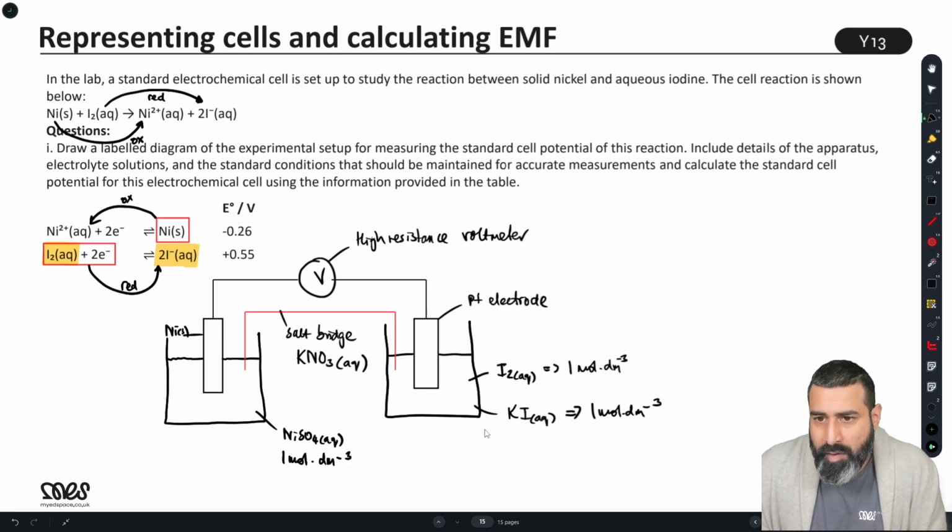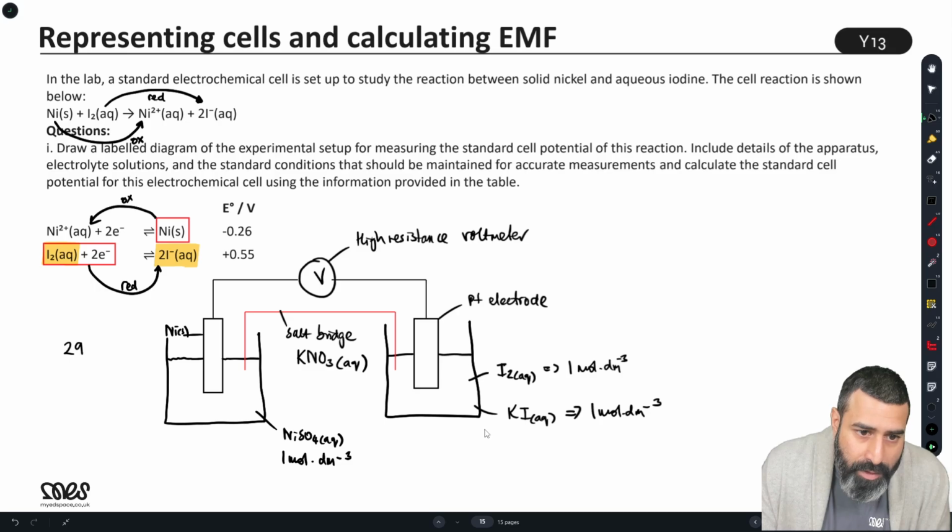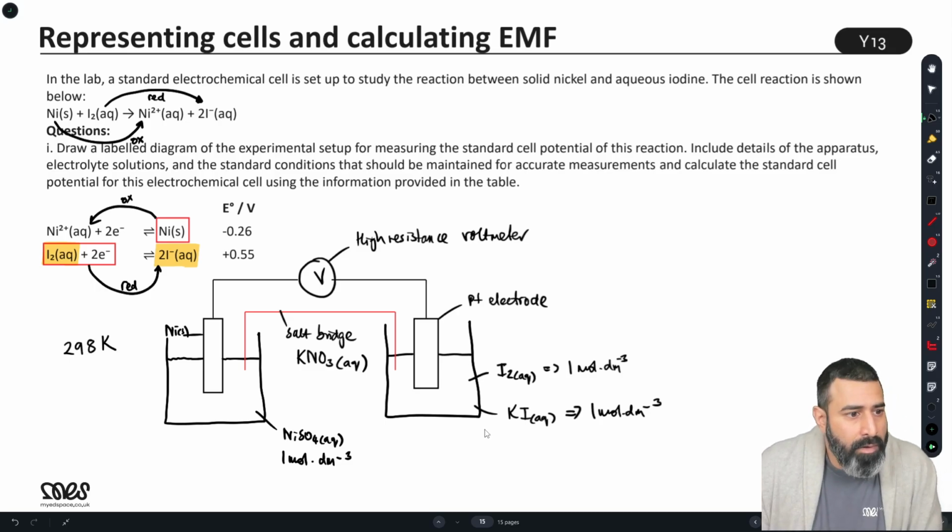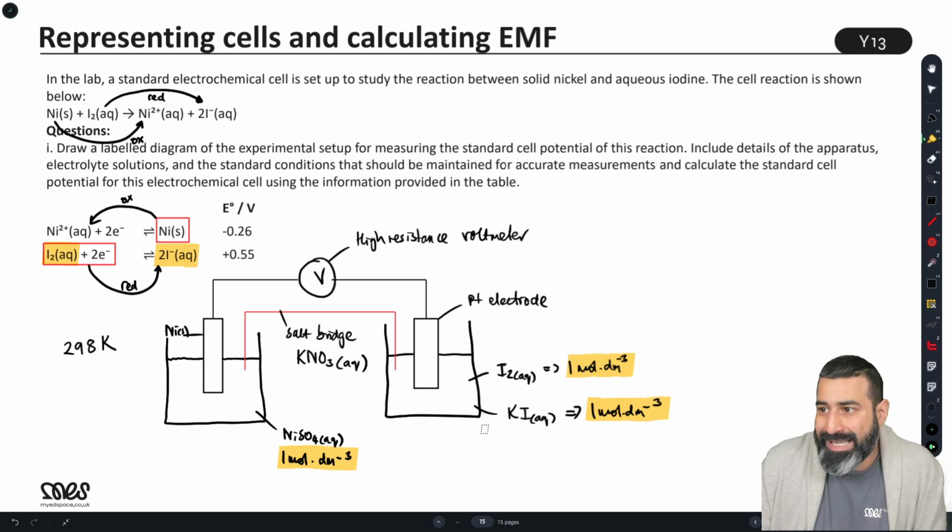Okay, what else do we need? Well, we actually need to quote the temperature, right? So it needs to be 298 Kelvin. Do we need anything else? We've quoted that the concentrations of the solutions are 1 mole per decimeter cubed.